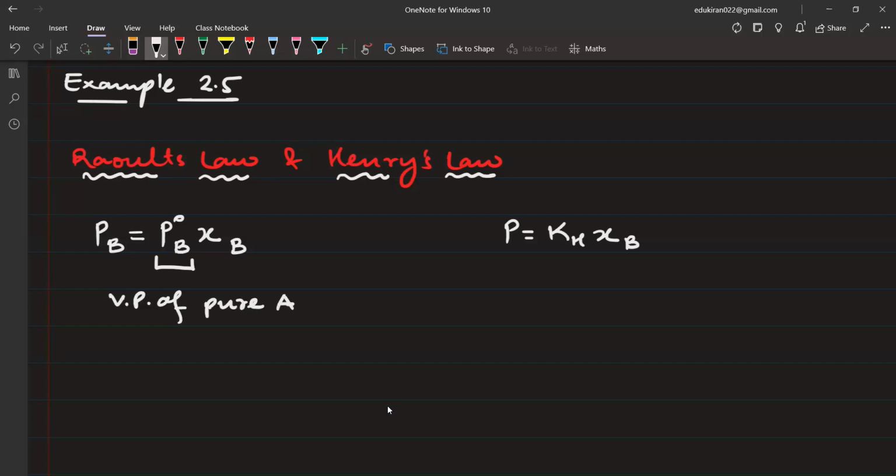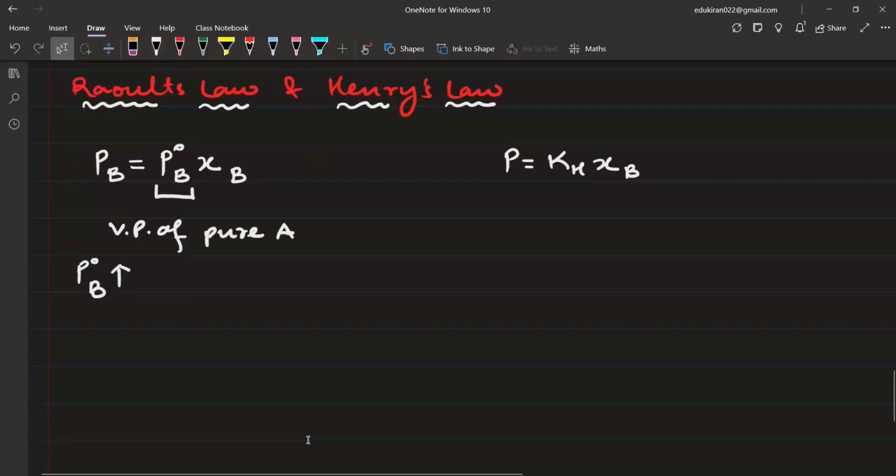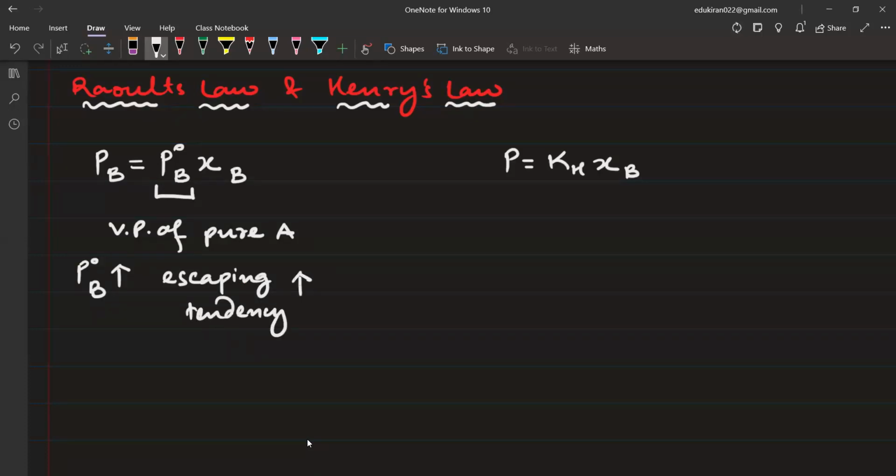Obviously, if P naught is higher, that means the vapor pressure of pure A is higher. There are more vapors of pure A. That means pure A does not want to be in liquid phase, rather it wants to be in gas phase. And that is why its escaping tendency is higher and its solubility is lower.